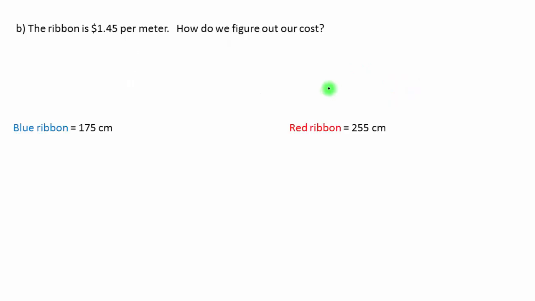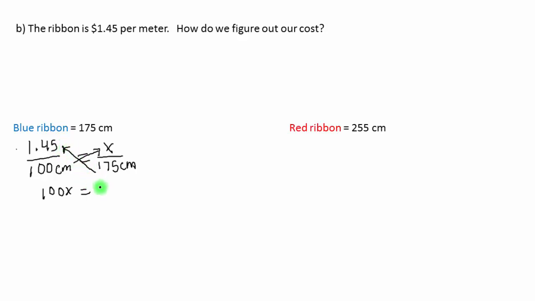Now we can take those numbers and we can figure out how much we spent on each ribbon. So for the blue ribbon, we're going to begin our proportion. We're going to start out with the price of the ribbon, which is $1.45, and that is for 100 centimeters, which is our meter of ribbon. And we set that equal to our conversion, which is 175 centimeters of the blue ribbon. And now we can figure out the price. So 100 times x is 100x.